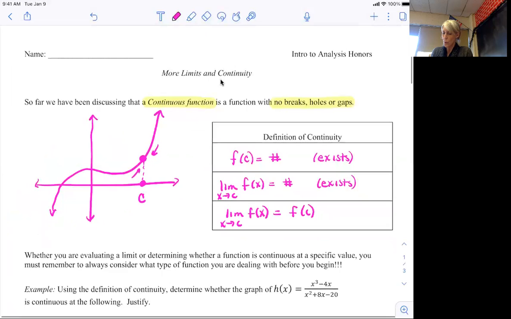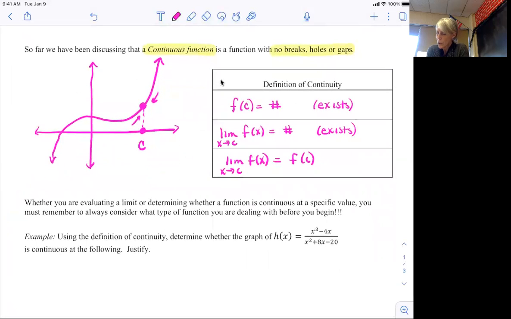Whether you are evaluating a limit or determining whether a function is continuous at a specific value, always consider what type of function you're dealing with before you begin your problem. Think about the behavior of that function.